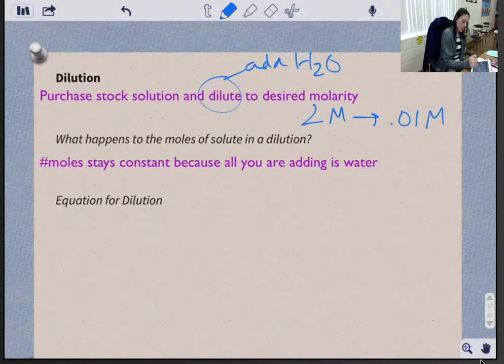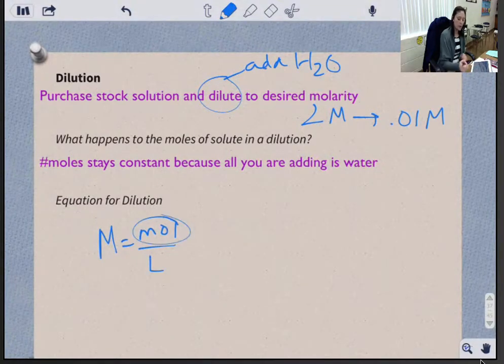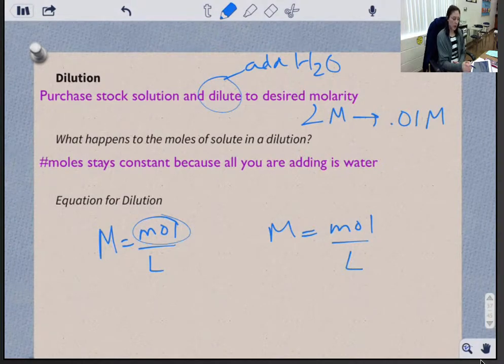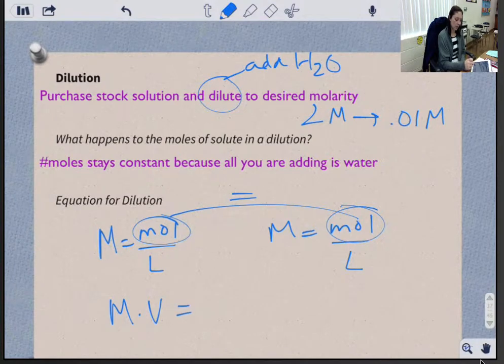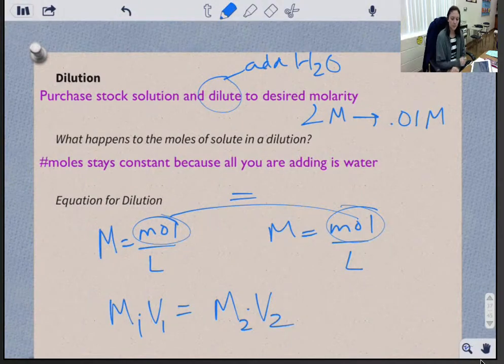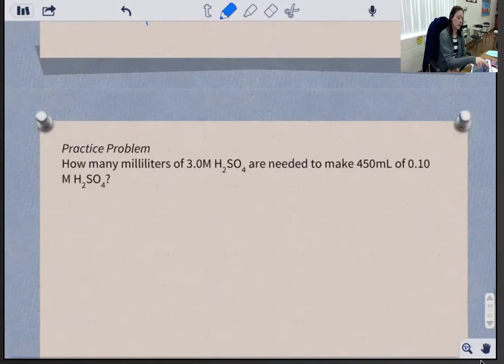If you remember, molarity is moles over liters. Well, if the mole number isn't changing between before and after, then it's really a constant. So my molarity times my volume before is equal to my molarity times my volume after. That's where we get M1V1 = M2V2. The molarity and the volume before, multiplied, equal the molarity and the volume after. Again, because your moles of the stuff stay constant, you just add water to it.